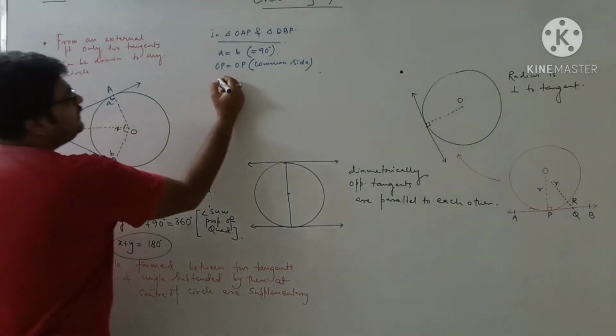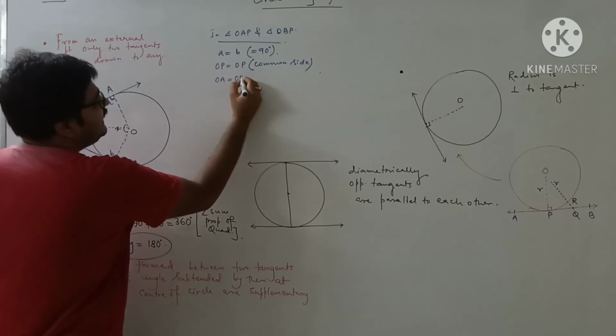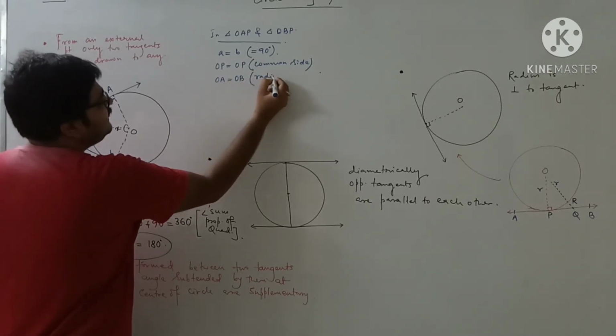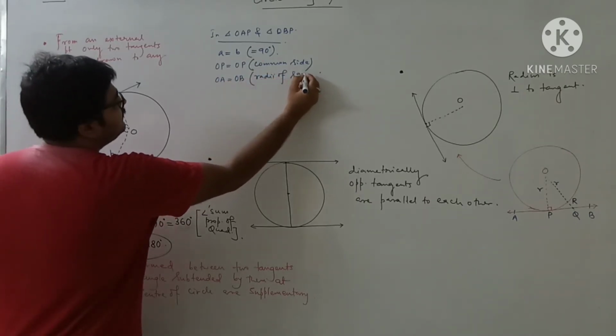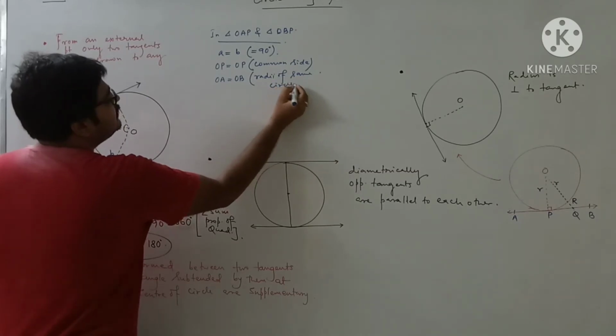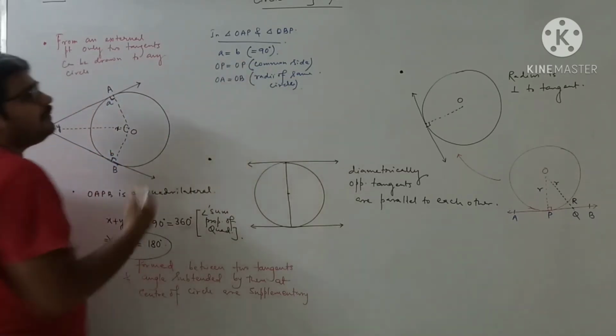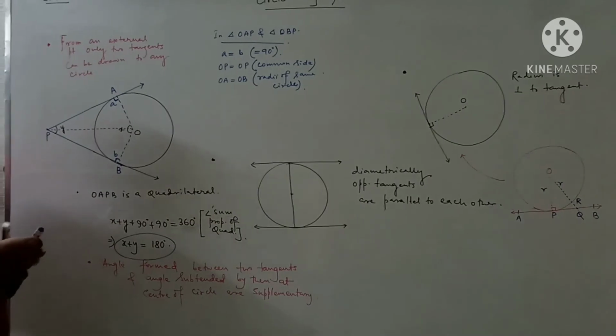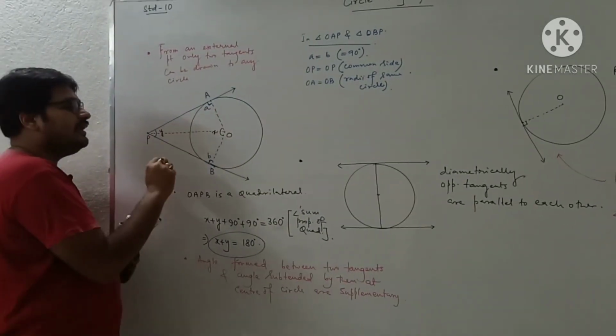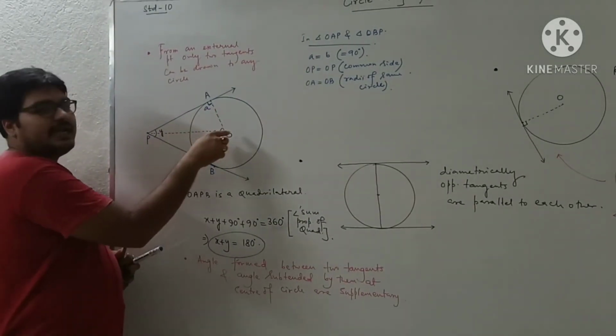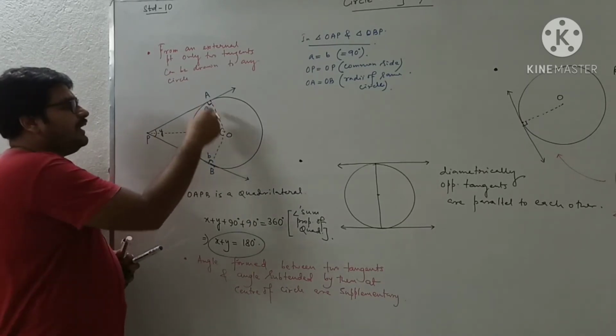OA equal to OB because these are the radii of the same circle. So what can I write? Which property have I applied? Think. I have proved one angle is a right angle in both triangles. I have proved this is a common side and OA equal to OB.